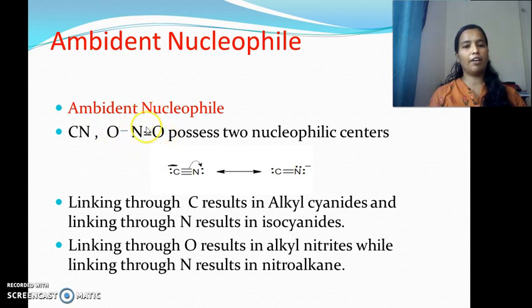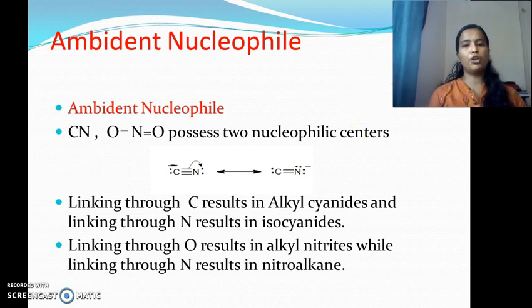In the case of nitrite, it can be linked either through oxygen or through nitrogen. If it is linked through oxygen, it results in alkyl nitrites, while if it is linked through nitrogen, it is called nitroalkane. Such nucleophiles which possess two nucleophilic centers are called ambident nucleophiles. So just understand that nucleophiles contain excess of electrons and donate those electrons to form a chemical bond, and they have a negative charge.